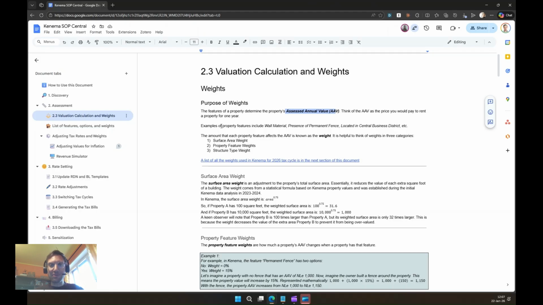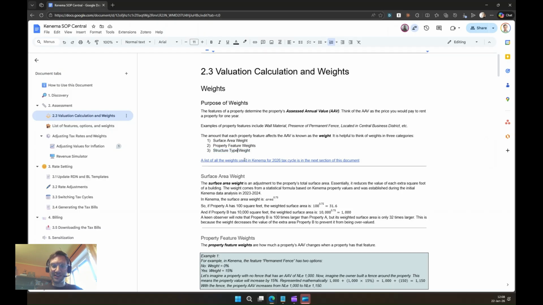Now, property features are things like wall material, if there's a permanent fence, if the property is located in the central business district, things like that. These features each affect the assessed annual value. The amount to which they affect the assessed annual value is known as the weight. We can think about weights in three categories: something that we call the surface area weight, something that we call the property feature weights, and something that we call the structure type weights.